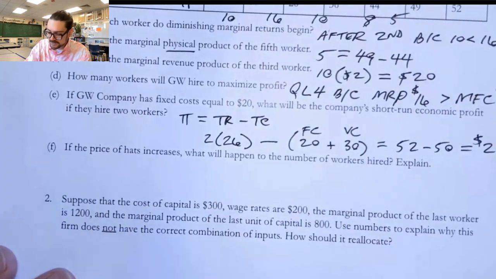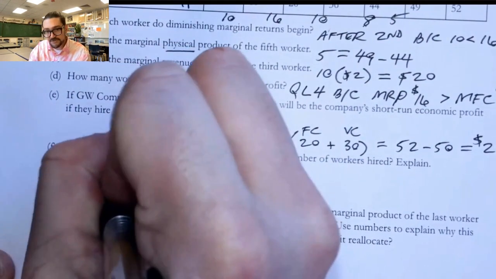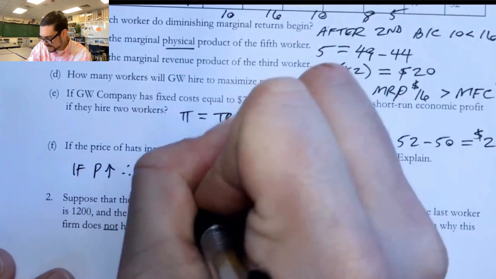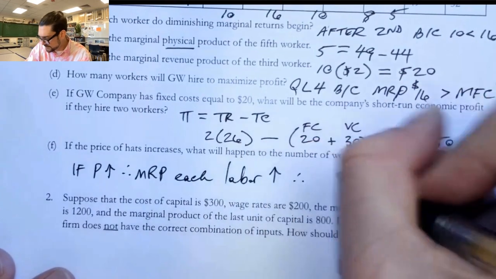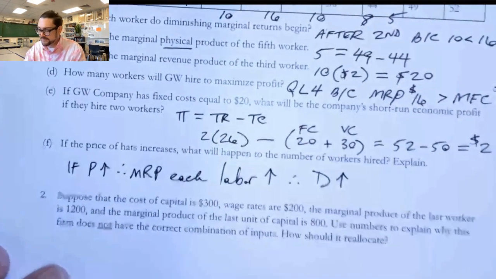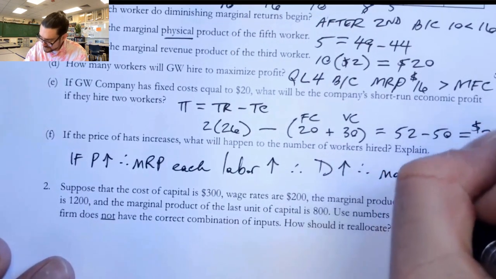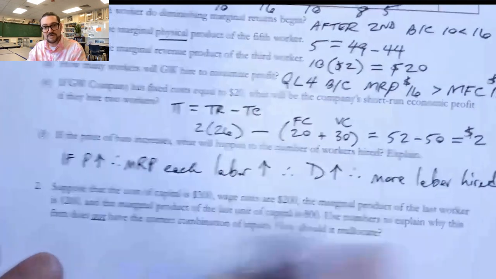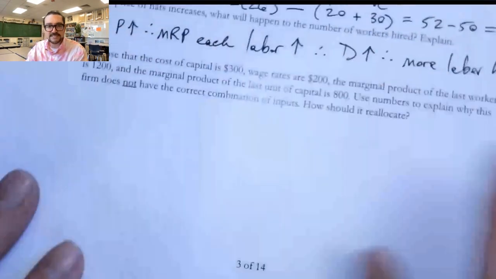If the price of hats goes up, what will happen to the number of workers hired? Explain. Well, if the price of hats goes up, if price increases, we can say, therefore, the MRP of each labor increases, and therefore the demand increases. And so, therefore, more labor hired, because each worker is more valuable to the company because the MRP is higher.